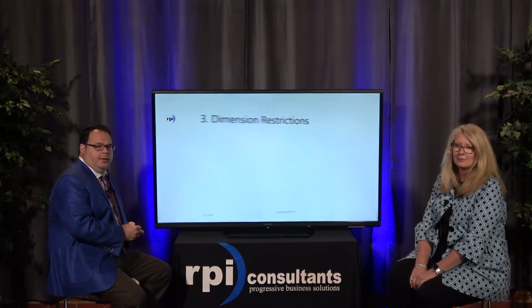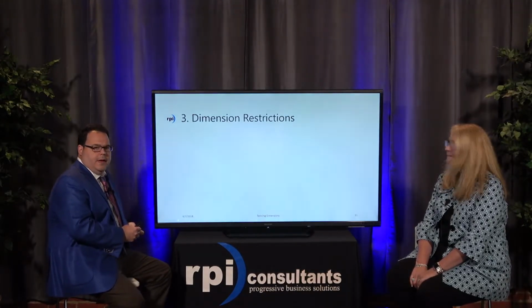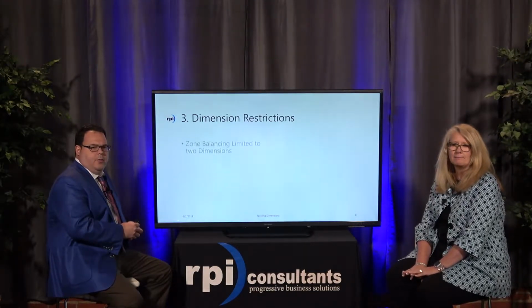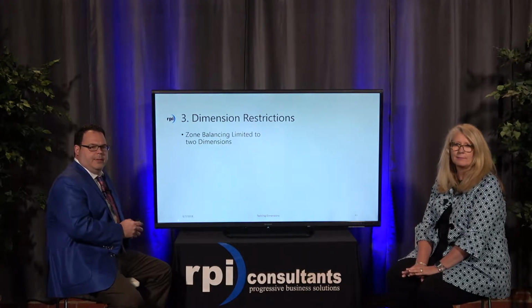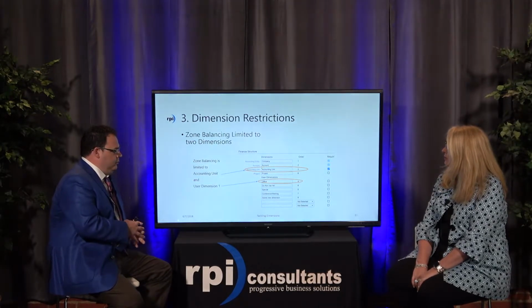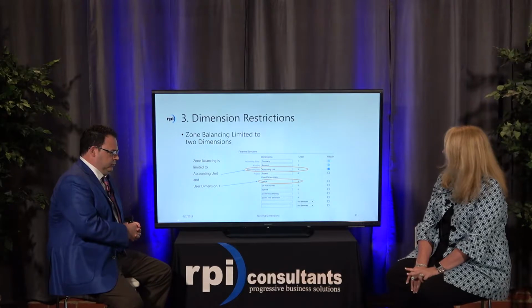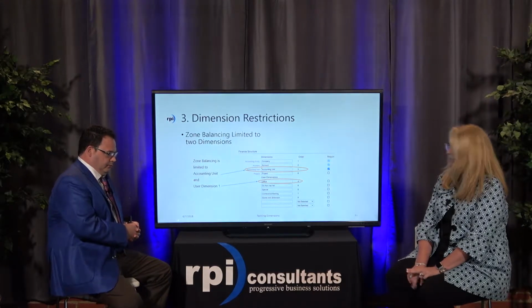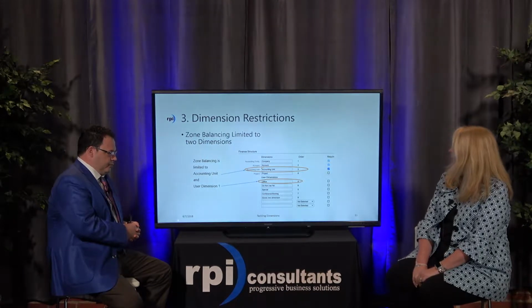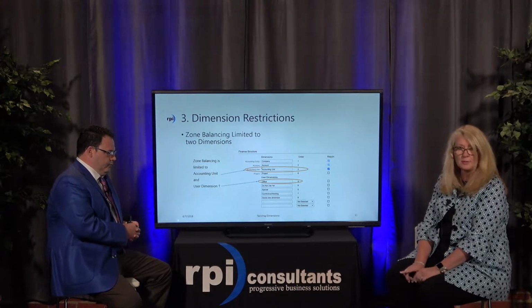Additionally, pretty important, there are some dimension restrictions. So maybe Cindi, you wanna walk us through some of these. Certainly. Zone balancing, you can only do zone balancing in 2 dimensions. You can certainly do it at the accounting unit level, which is under the company piece, or you can do it at the user dimension 1.